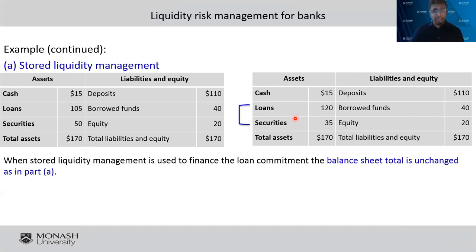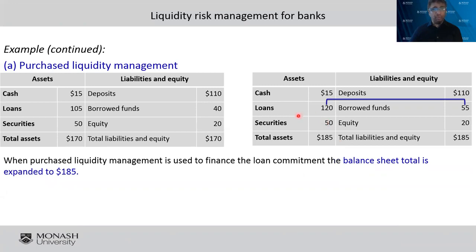So the third case: when we have a liquidity risk coming from the asset side, and you finance it through the asset side, there will be no change. You just get out of some assets called cash and bring in some assets called loans.